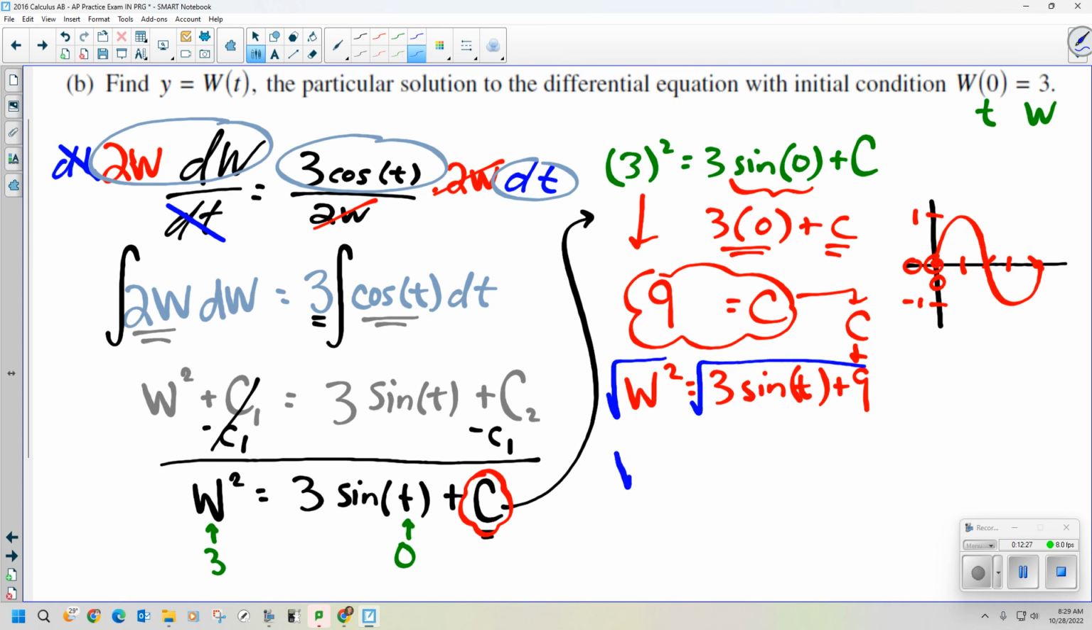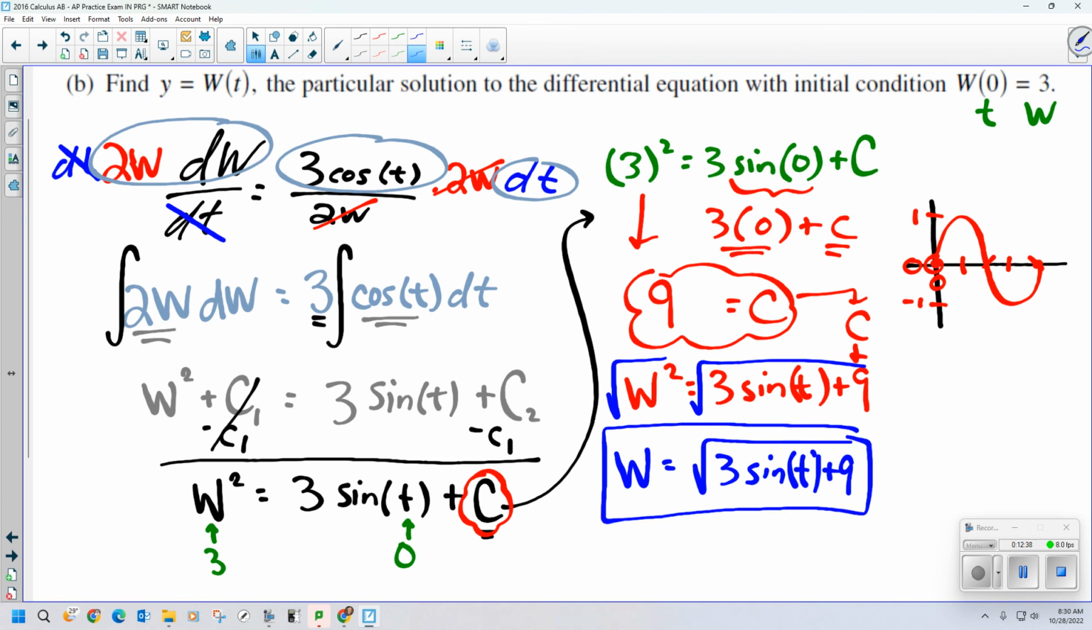There you go. W equals the square root of 3 sine of t plus 9. And that's it. Okay, that is it. That, my friends, is it. All right?